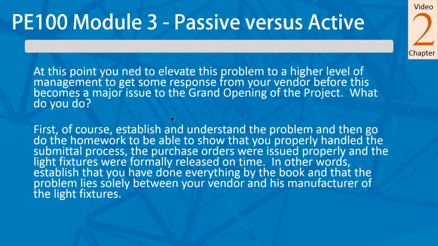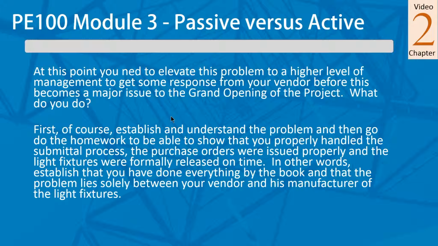So what do we do? First, the first thing we do, of course, is establish and understand the problem and then go do the homework, right? So we're going to have to be able to show that we properly handled the submittal process. We got our purchase orders in properly. They were formally released on time. They were approved, the whole shooting match.